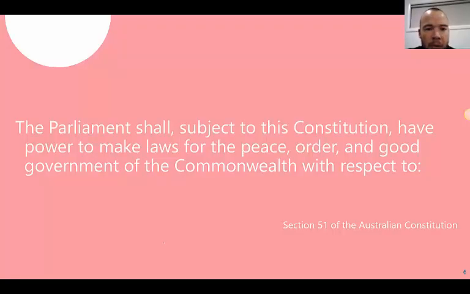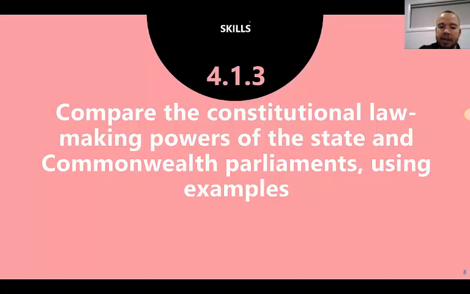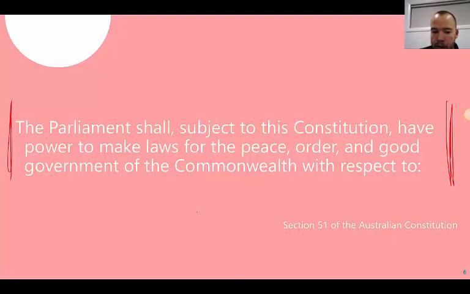Section 51 of the Commonwealth Constitution is where we find the list of all the powers. And this is important because of this skill. Compare the constitutional lawmaking powers of the state and Commonwealth Parliament using examples. AKA, we need to know some areas. We need to know examples of concurrent powers, examples of exclusive powers, examples of residual powers.